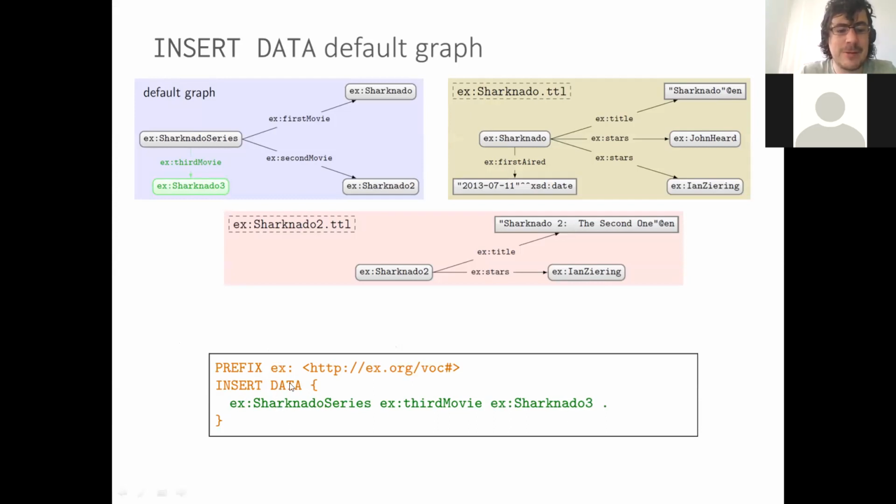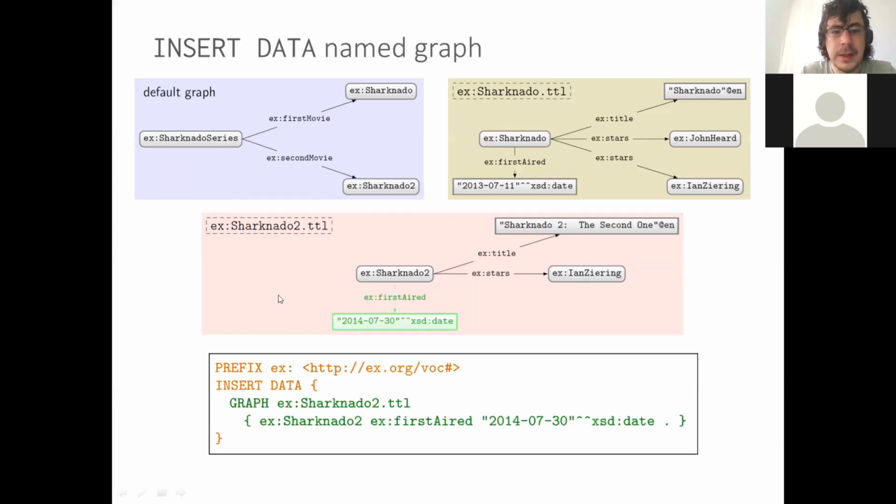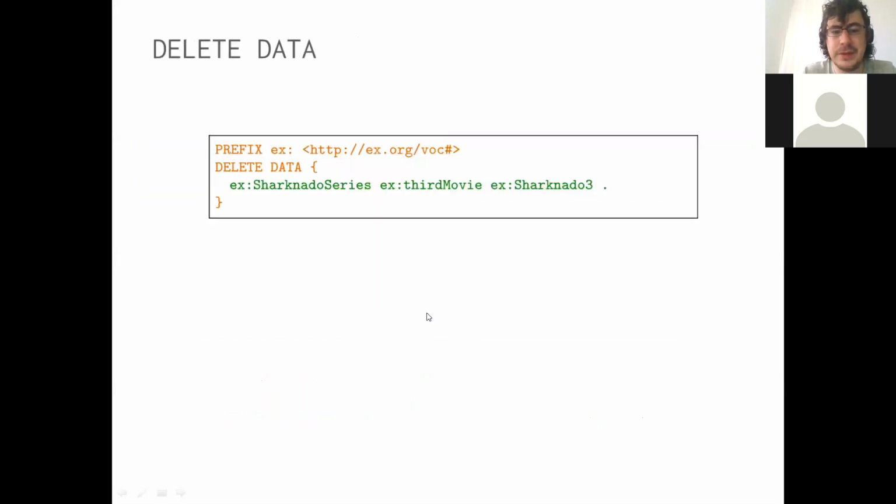And if we insert data without specifying the graph, we'll insert it into the default graph, as we see here. If we want to insert data like a triple or multiple triples into a specific named graph, all we have to do is use the GRAPH keyword, give the name of the graph, and then the triples we want to insert into it. And this will allow us, for example, to add this new triple here, Sharknado 2, first air, 2014-07-30. So we can insert data into the default graph or into named graphs.